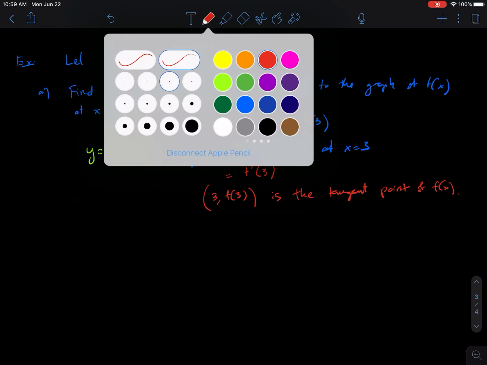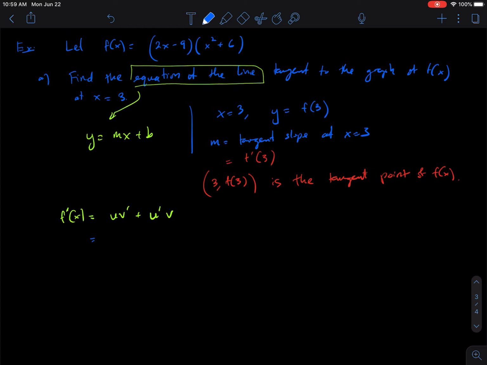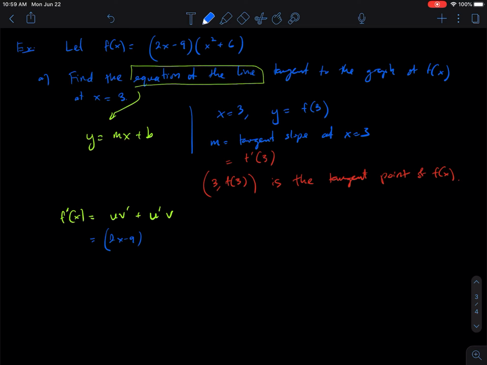Okay, so let's do this. First we need f prime of x, so we need to use the product rule. That is u v prime plus u prime v. I'm going to do this a little bit faster here. I think I messed up already. u is 2x minus 9. v prime is 2x. u prime is 2, and then v is x squared plus 6.